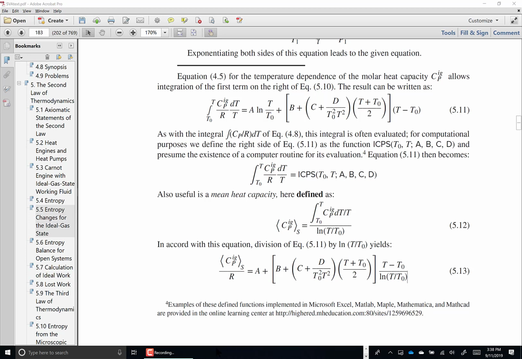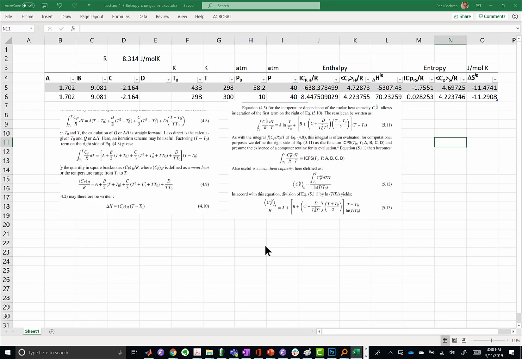Okay, so what we're going to look at next then is an Excel demo as to how we actually make state change calculations for ideal gases. And once we get the formulas in Excel, things will be a lot easier for us. All right, so for the next part of this video, I'm going to show you how to make a spreadsheet like this that automates the calculations of both enthalpy and entropy changes for ideal gases.